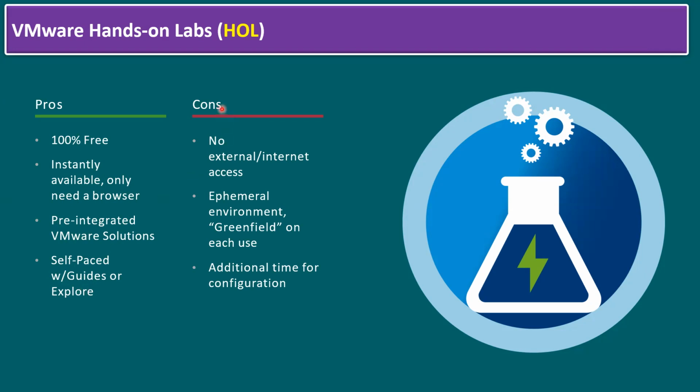And when it comes to the cons, no external internet access. We cannot access from our external system to the HOL. It's dedicated within the HOL only. And ephemeral environment, that means temporary environment, greenfield on each use, and additional time for the configuration. Generally for each product there is an initial configuration. After that you can get into the product hands-on experience.